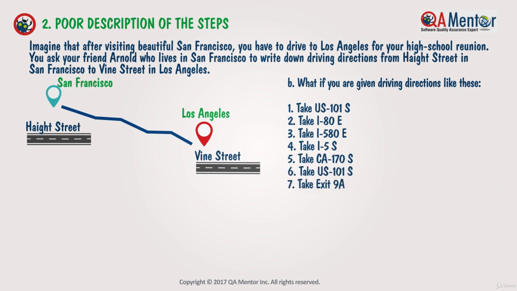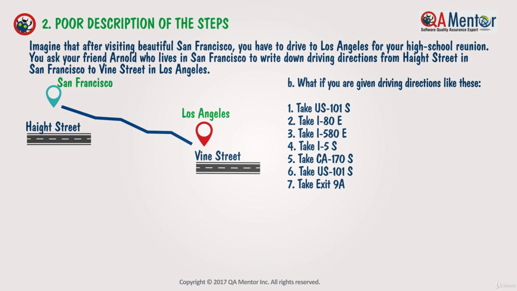What if you are given driving directions like these? Take US 101 south. Take I-80 east. Take I-580 east. Take I-5 south. Take California 170 south. Take US 101 south. Take exit 9A. This set of directions is much better because once you approach the freeway, it's clear what direction, north, south, east, or west, to take.